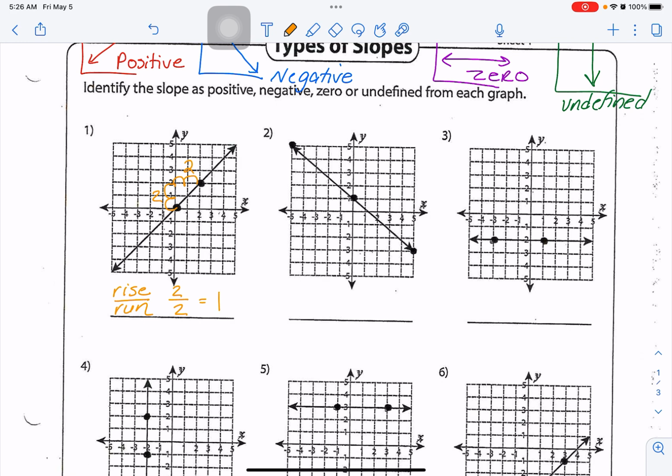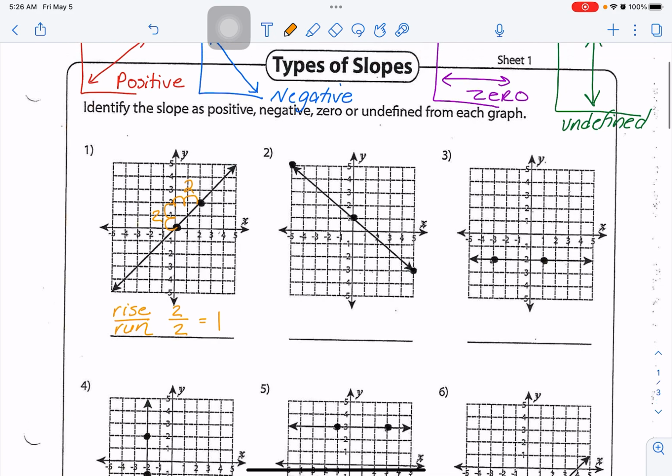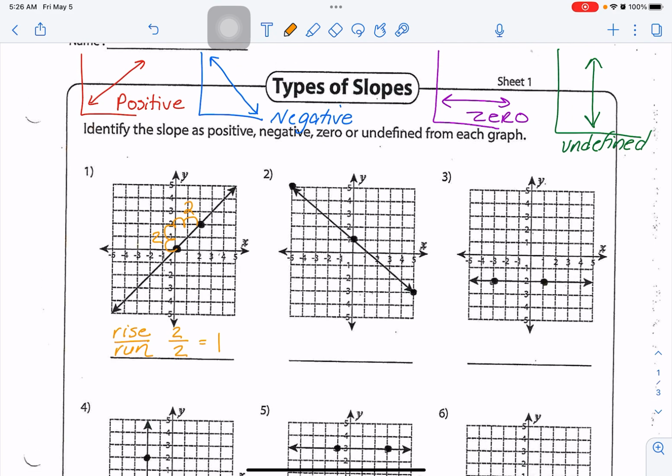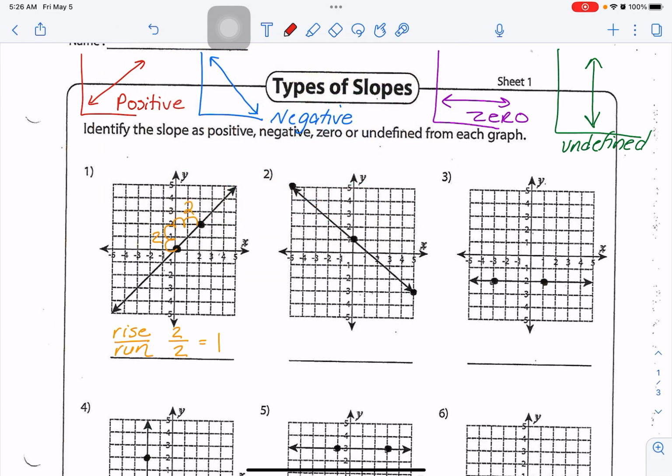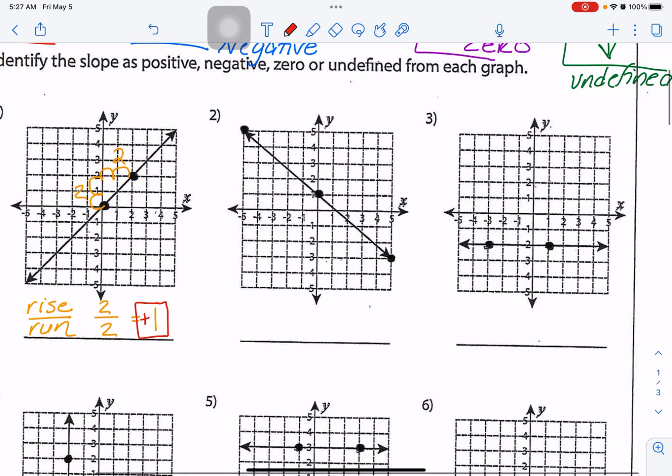Then lastly, I have to look at that direction and decide, is that line positive, negative, 0, or undefined? Well, that slope is going in the positive direction. So in the end, we would say my slope is a positive 1. Now, ultimately, you're not going to have to write that plus in front of it because the number is assumed positive without it. But I wanted you to see that I identified that the slope was positive, because we can't forget that final step.